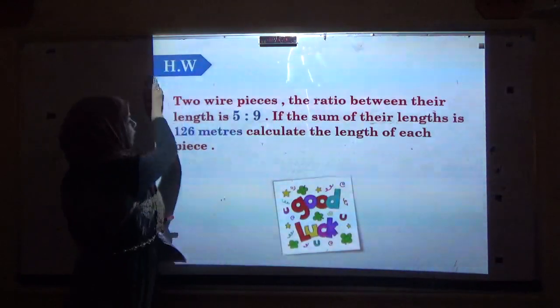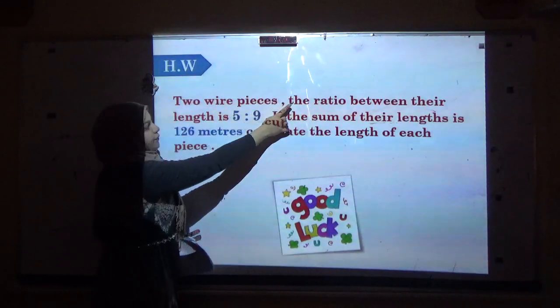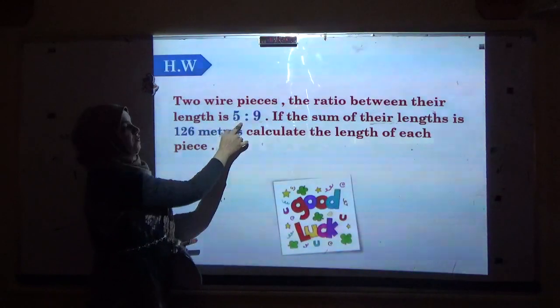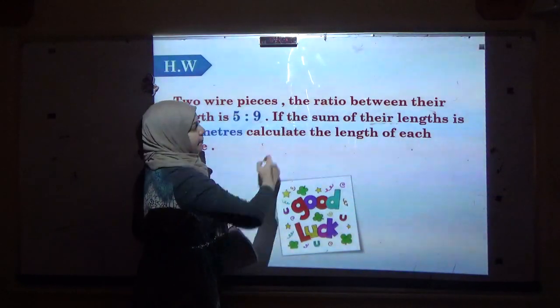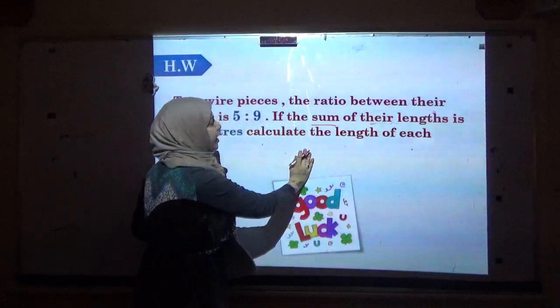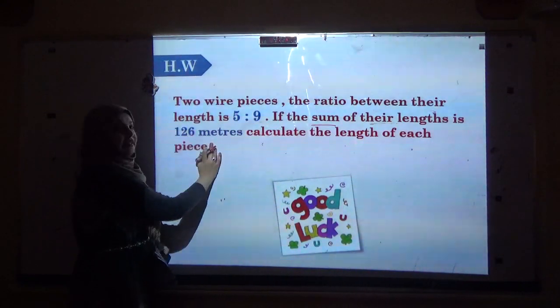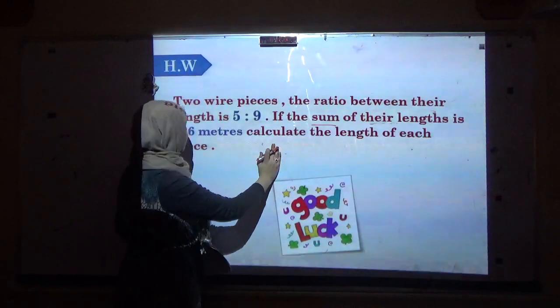This is your homework. Two wire pieces, the ratio between their lengths is 5 to 9. If the sum of their lengths is 126 meters, calculate the length of each piece.